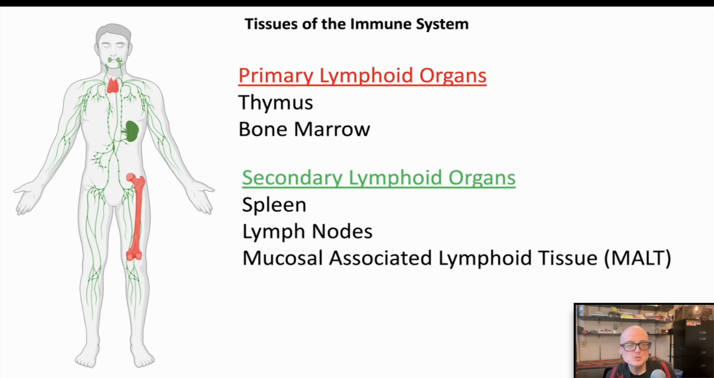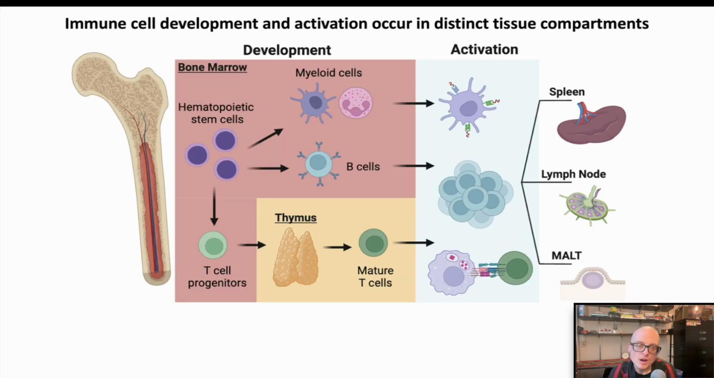The primary difference between primary and secondary lymphoid organs is that primary lymphoid organs are the site of immune cell development, whereas secondary lymphoid organs are the site of immune cell activation. So in the left side of this cartoon, you can see here that within the bone marrow, we have hematopoietic stem cells, as we talked about in our last lecture, and those hematopoietic stem cells can become myeloid cells or they can become lymphoid cells.